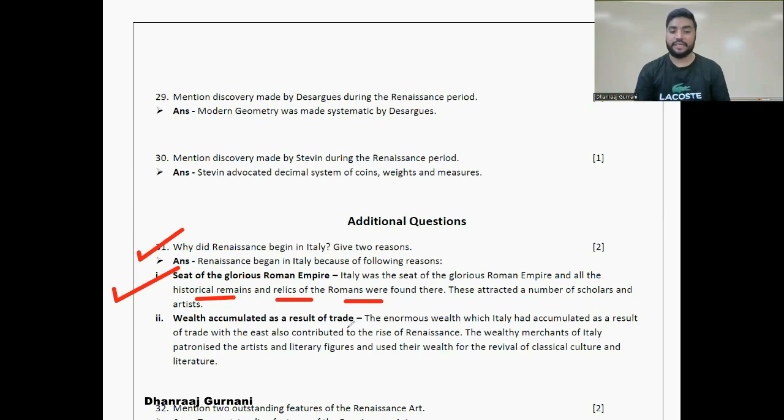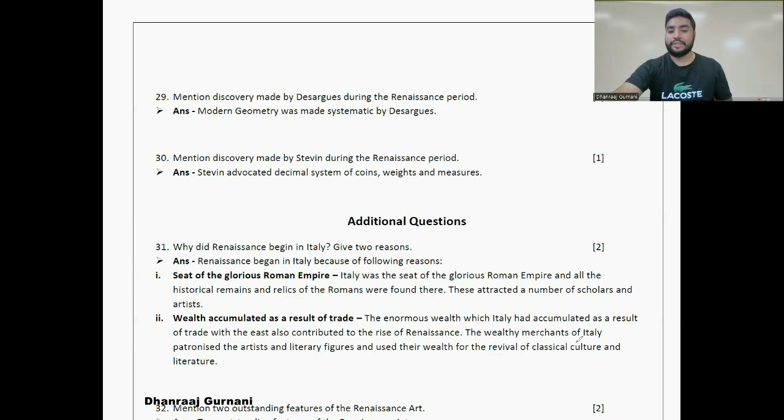Wealth accumulated as a result of trade, the enormous wealth which Italy had accumulated as a result of trade with the East, also contributed to the rise of the Renaissance. So Italy at that time was a very wealthy state. The wealthy merchants of Italy patronized the artists and literary figures and used their wealth for the revival of classic literature and culture.